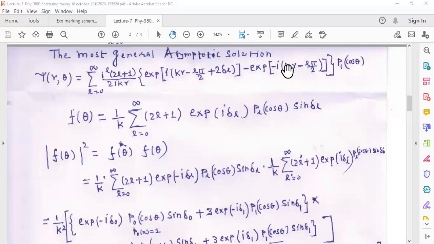Look at the phase here. It is kr minus L pi by 2. And here the phase is kr minus L pi by 2 plus 2 delta L. So this is the phase shift, 2 delta L. Delta L is the phase shift.